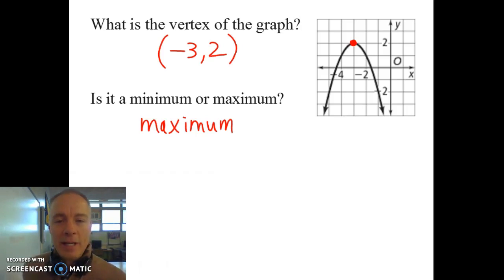So the vertex in the graph was negative 3, 2, and it is a maximum because it's the highest point on your graph.